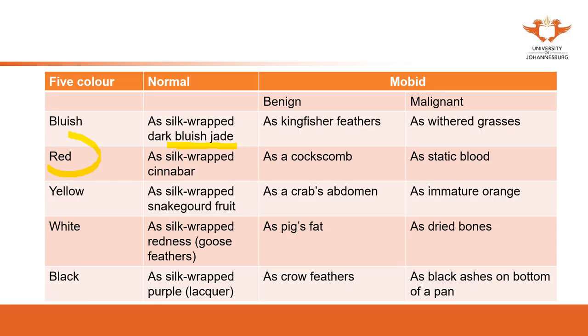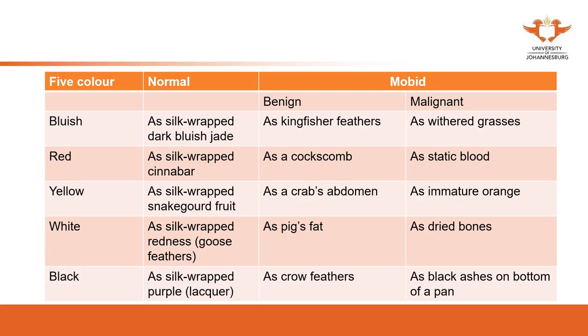What kind of red color is the normal color? The cinnabar, but also not the cinnabar you see, but silk-wrapped. The yellow color, like the snake gall, silk-wrapped. So these are the descriptions. You can see the color through a very thin white silk.